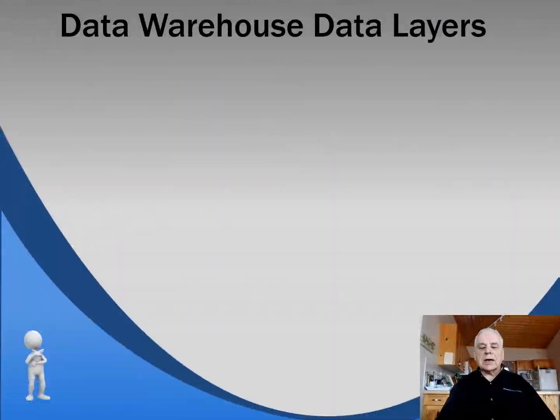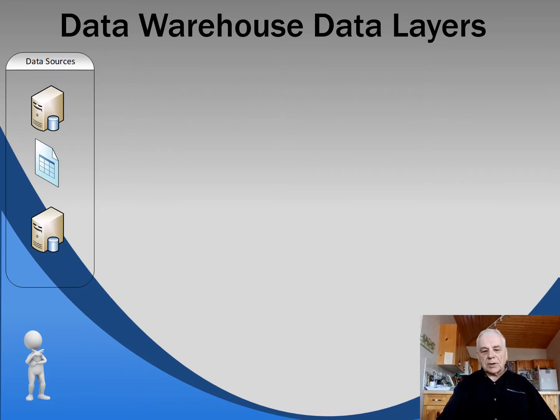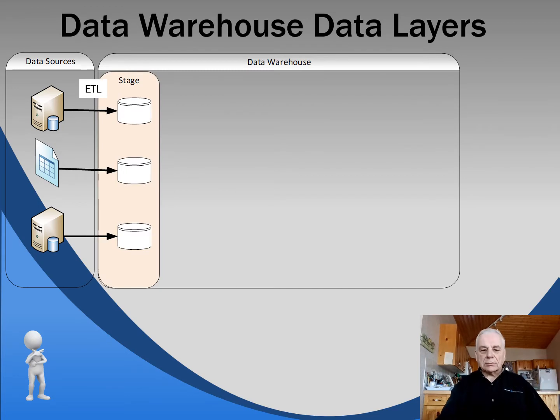So let's take a look at what it is. The design of the data warehouse is a multi-tiered data layer. So what does that mean? Well, we still have our applications, and we'll show our different data layers as we come in. The first data layer moves the data from our data source into our staging area.